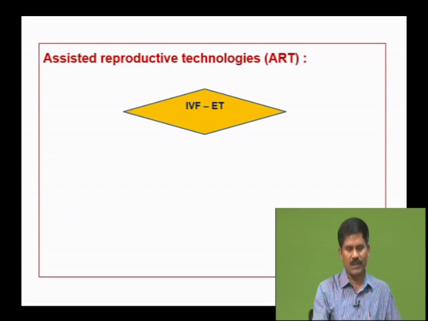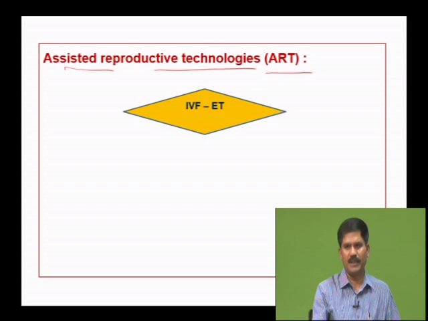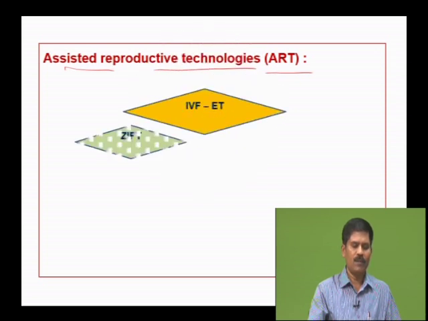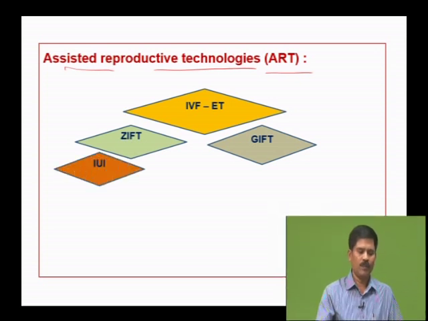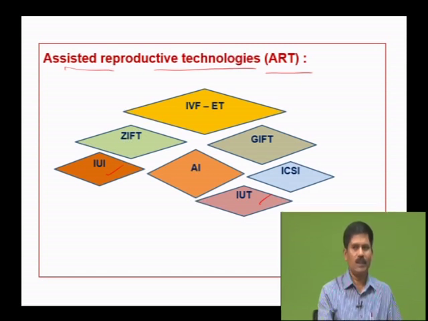Then there are methods to assist these infertile couples to have children. The methods which are used to assist infertile couples to have children are said to be assisted reproductive technologies, abbreviated as ARTs. These include IVF-ET, in vitro fertilization and embryo transfer; then ZIFT, zygote intrafallopian transfer; GIFT, gamete intrafallopian transfer; IUI, intrauterine insemination; then intrauterine transfer; then AI, artificial insemination; and intracytoplasmic sperm injection. So these are some of the assistive technologies which are used to assist infertile couples to have children, therefore called assisted reproductive technologies.